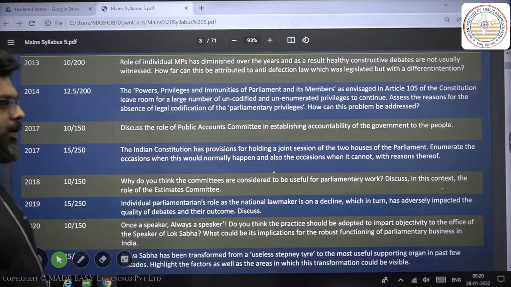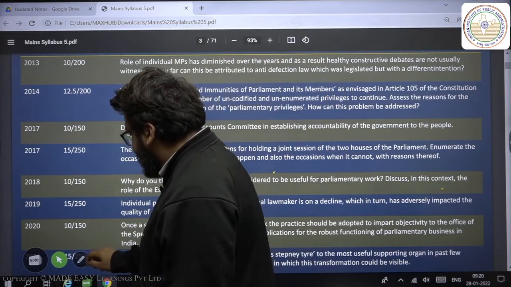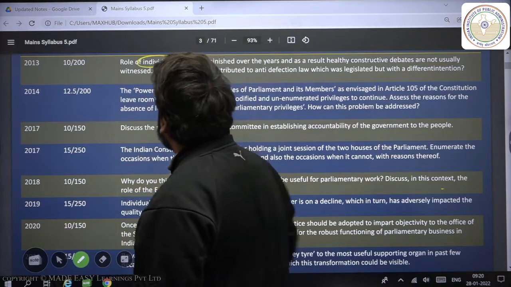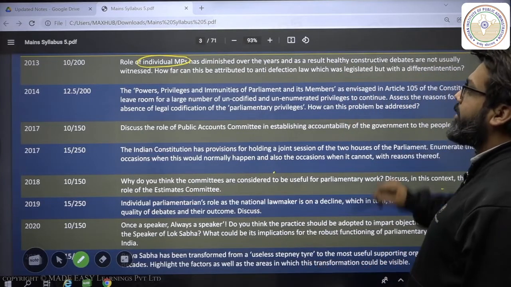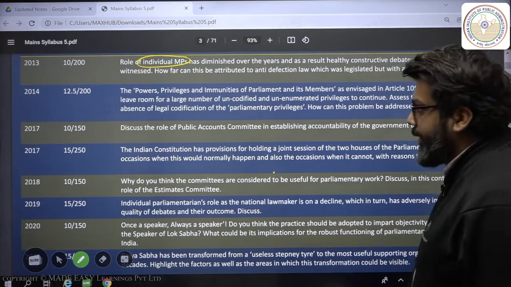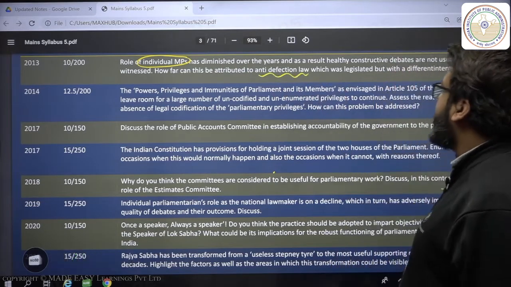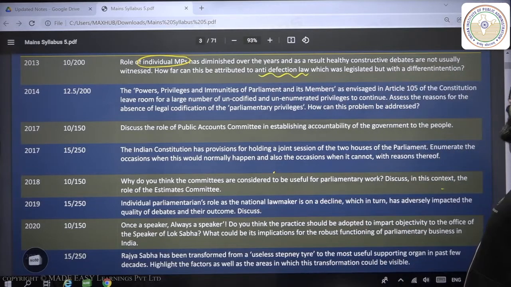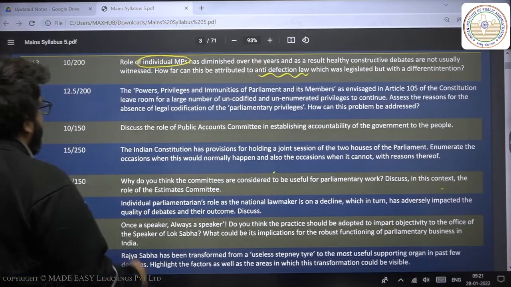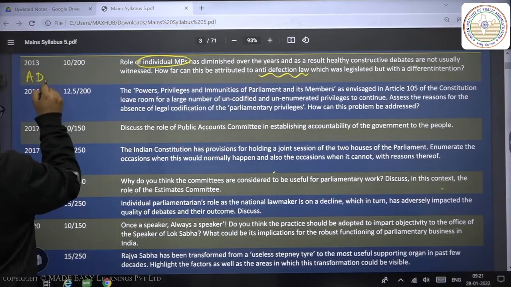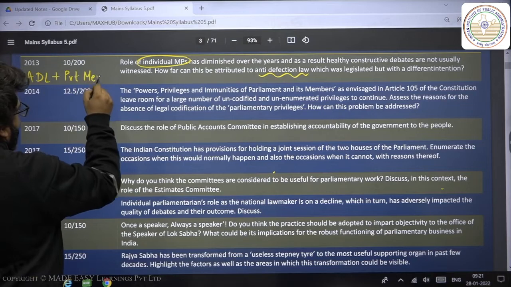2013, a 10 marker for 200 words. The role of individual MPs has diminished over the years, and as a result, healthy constructive debates are not usually witnessed. How far can this be attributed to anti-defection law, which was legislated but with a different intention? This question is a very simple combination of 2 things. One is, as you know, anti-defection law, and second is about the participation of private members.